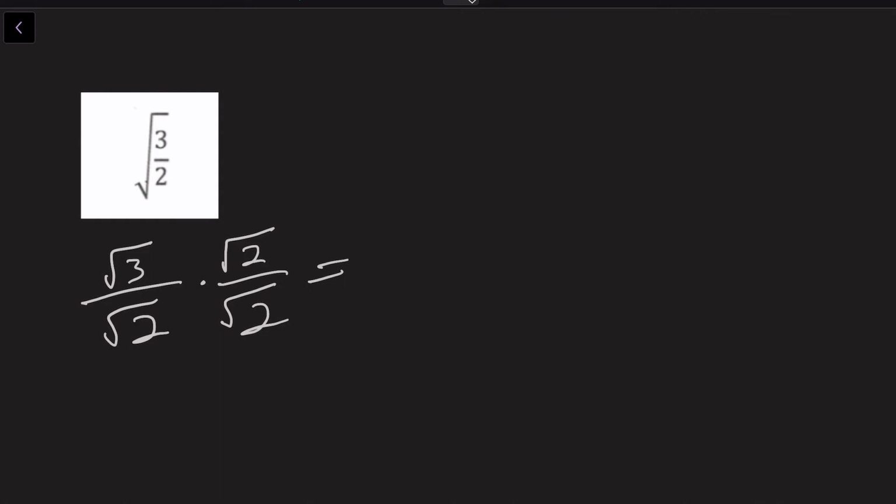Square root of 3 over 2. That's the same as saying square root of 3 over square root of 2. So I'm going to multiply by square root of 2 over the square root of 2. And we're going to be left with square root of 3 times the square root of 2, which is going to give you square root of 6, because 3 times 2 is 6. Square root of 2 times square root of 2 is going to give you square root of 2 squared, which is 2. Obviously, this becomes square root of 6 over 2.